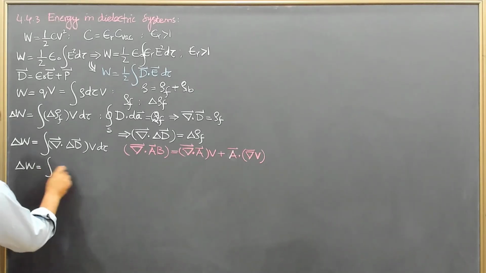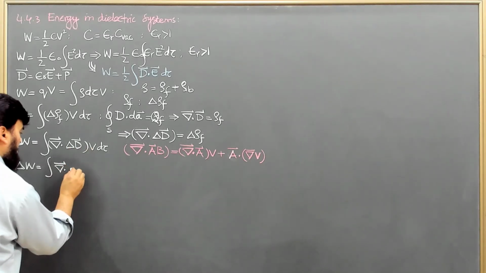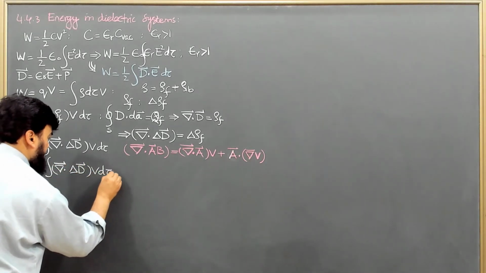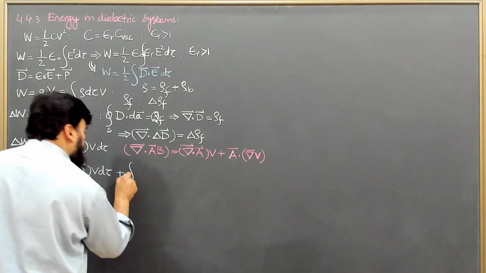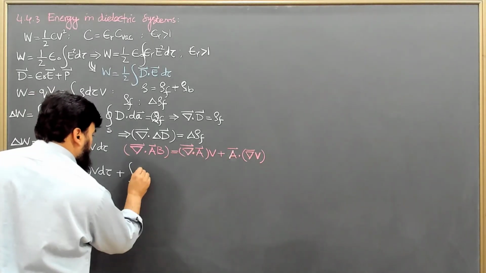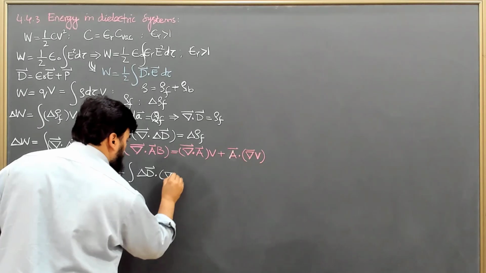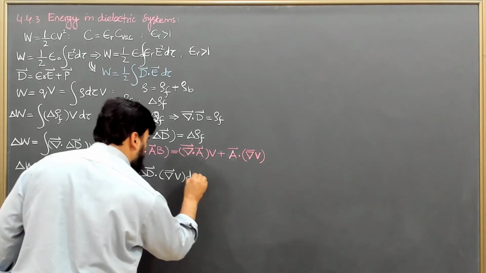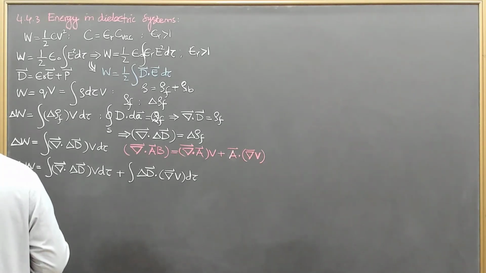So then delta W will be equal to the integral of V times the divergence of A, where A is this vector quantity delta D, d tau, plus another integral of delta D dot the gradient of V, d tau.